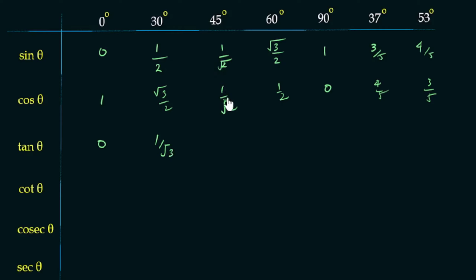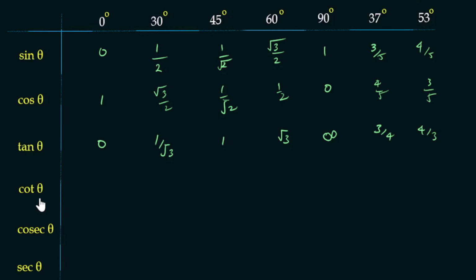Ratio of these two values will be 1. Ratio of these two values will be root 3. Ratio of these two values will be infinite. Ratio of these two values will be 3 by 4, and ratio of these two values will be 4 by 3. So using these values you can just directly calculate the values of cot theta, cosec theta and sec theta.